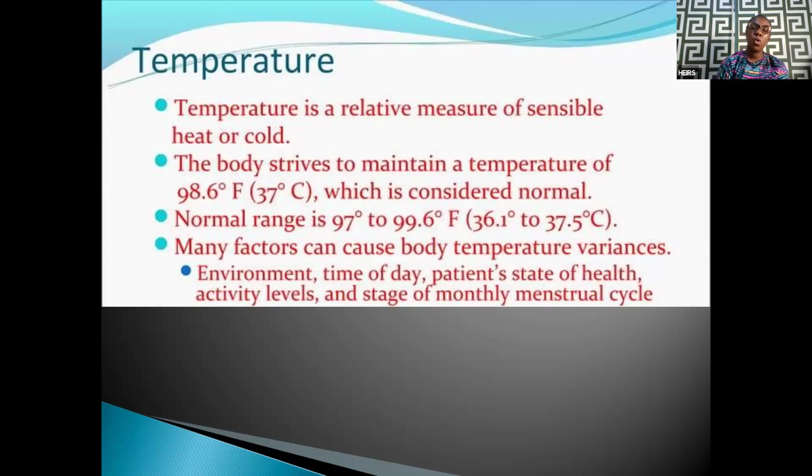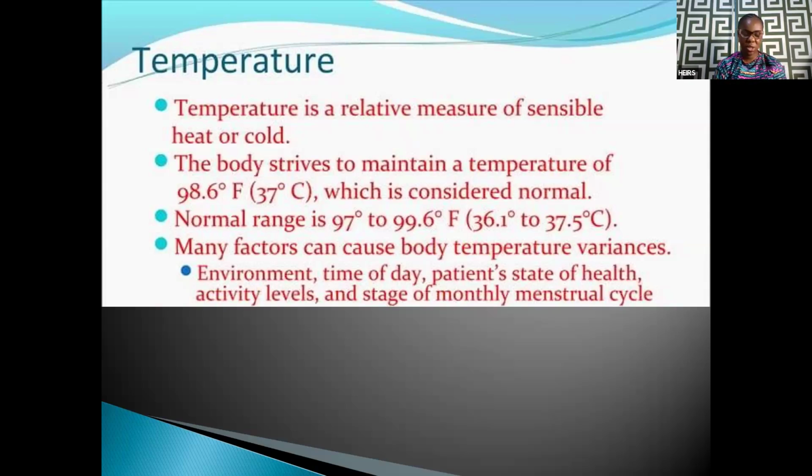So the body would always strive to maintain temperature around 37, but the range could be from 36.1 to 37.5 based on the facility where you work. Some facilities will give you a range of 36.5 to 37.2, but you know that is what you're going for overall. And like I said earlier, many factors that will affect body temperature would include the environment and the time of the day.